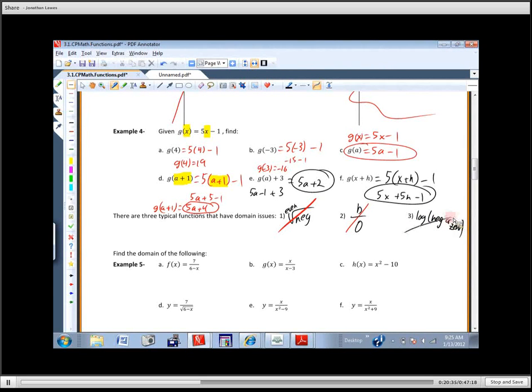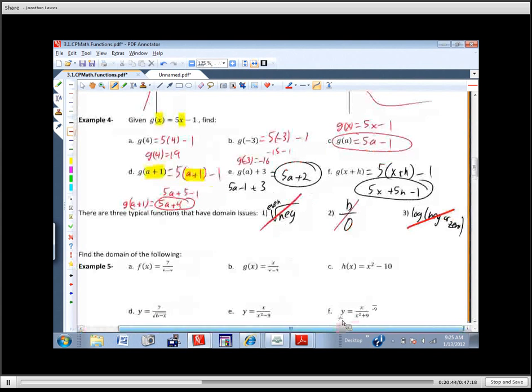Now, we don't run into those all the time. Okay? Logarithms you encountered at the end of 1010, you may have seen them if you took Algebra 2 already or something like that. But those are the three functions that typically give us problems. They're not the only three, but they're the three most common. You're going to run into some more if you end up taking trigonometry and stuff like that.